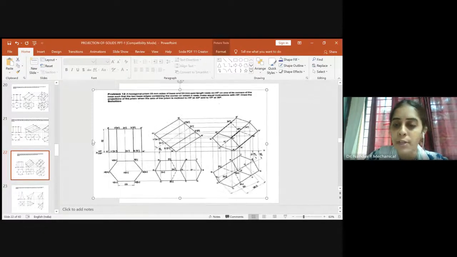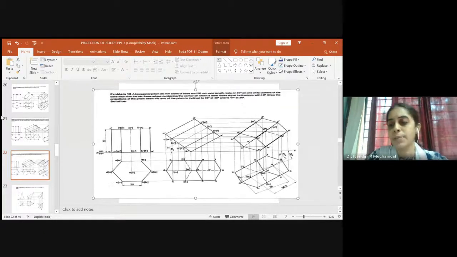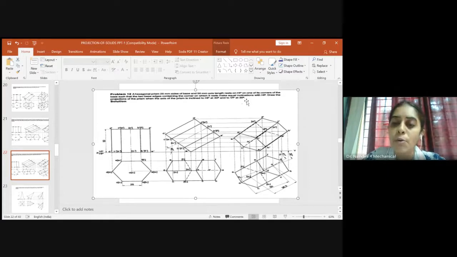Now I am going to focus on our beta angle for the hexagonal prism. So always be sure, read the question thoroughly whether it is "appears to be" or "inclined". So in this problem, it is told the axis is inclined to HP and to VP at 30 degrees. So there is no part of "appears to be". Since there is direct inclination to VP at 30, we have to determine our apparent angle. So you know the procedure for determining the apparent angle for each problem, but still it's my duty to explain.